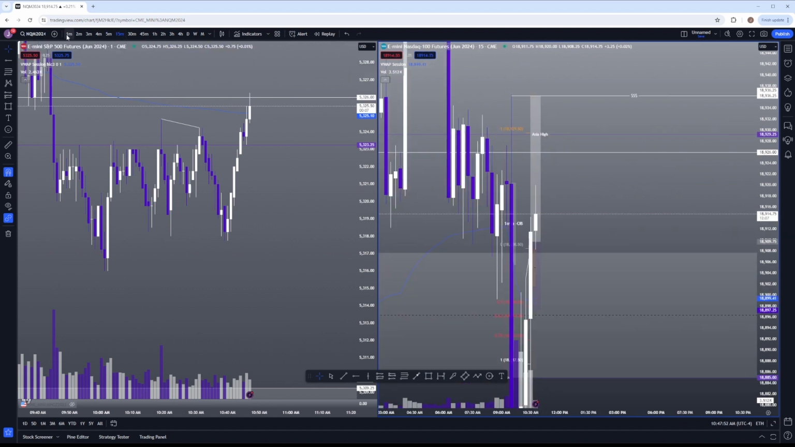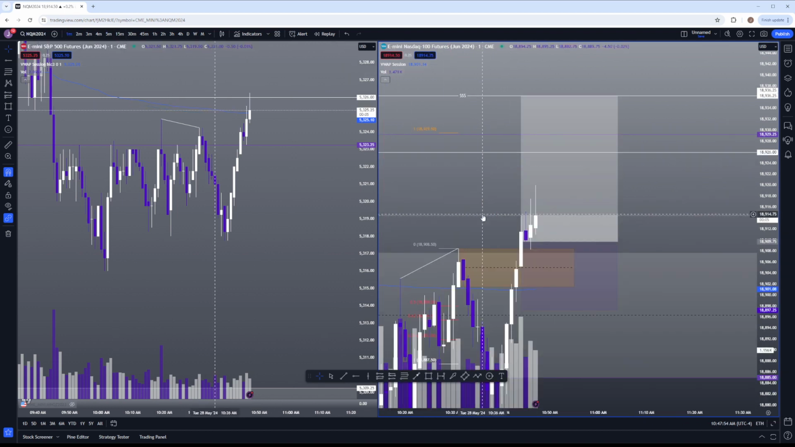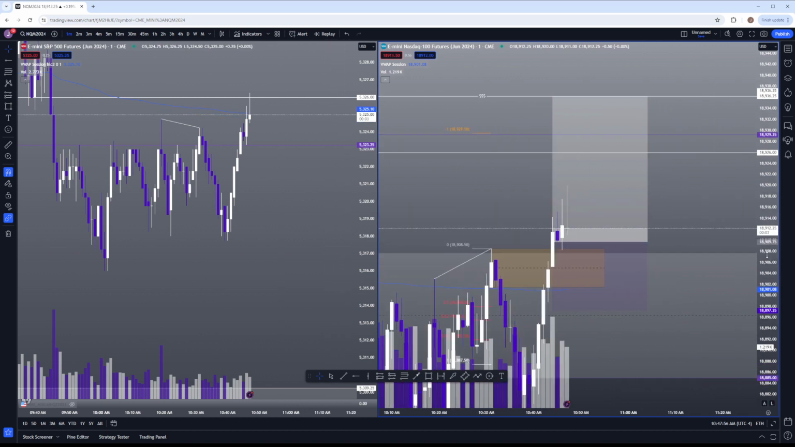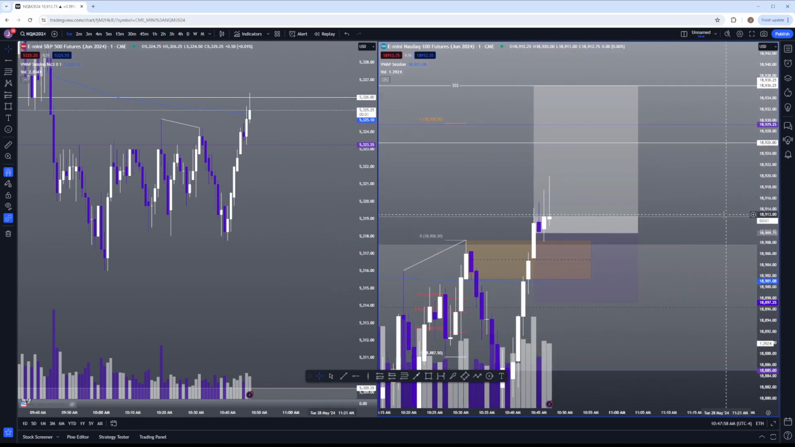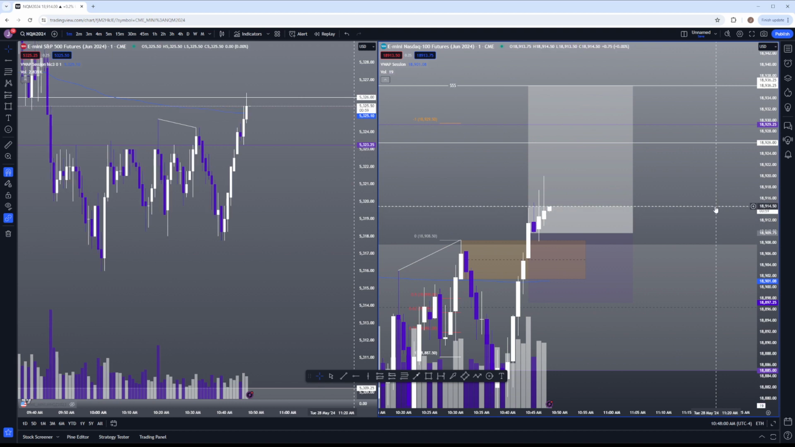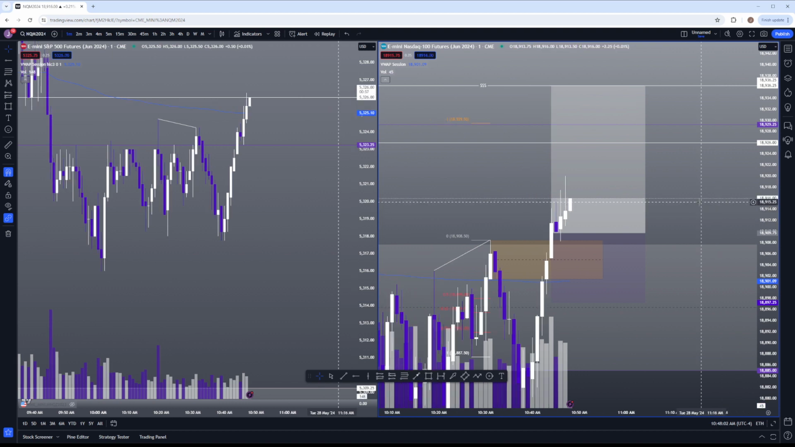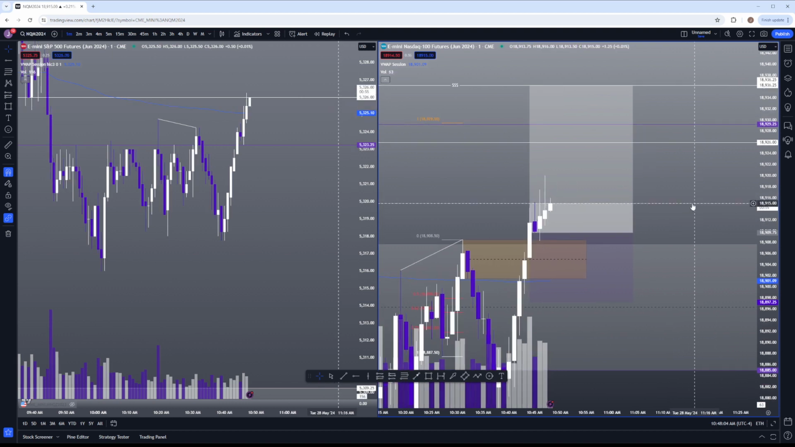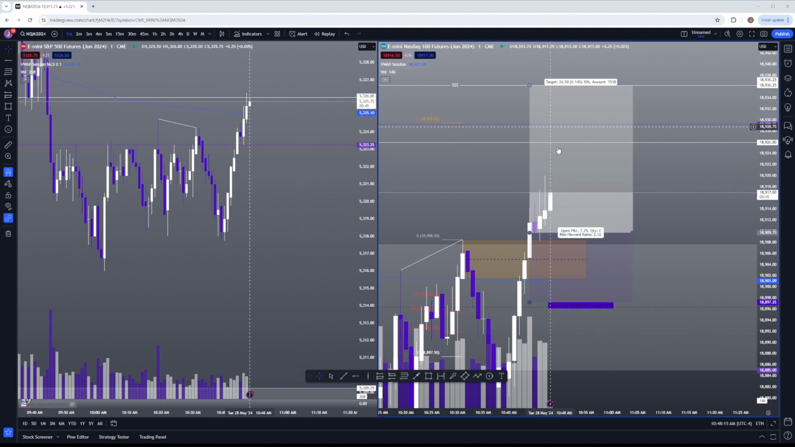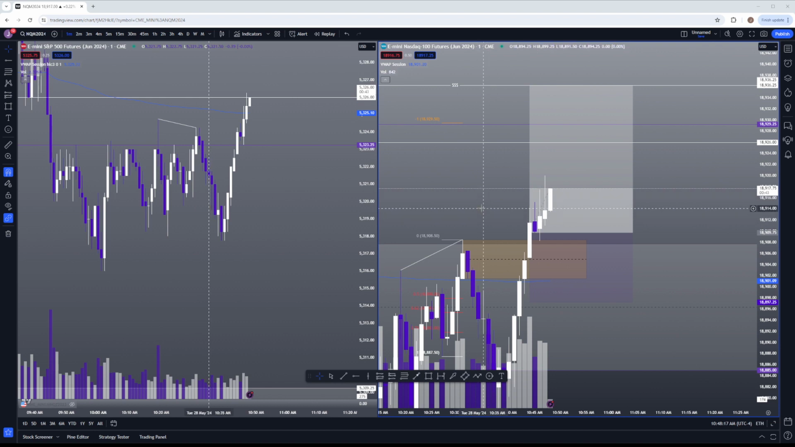I want to see that continuation. Not seeing that continuation right now. Still have not added into a full. I'm still keeping half a position. I've not seen enough confirmation yet, and not really any good levels for me to add into a full just yet.